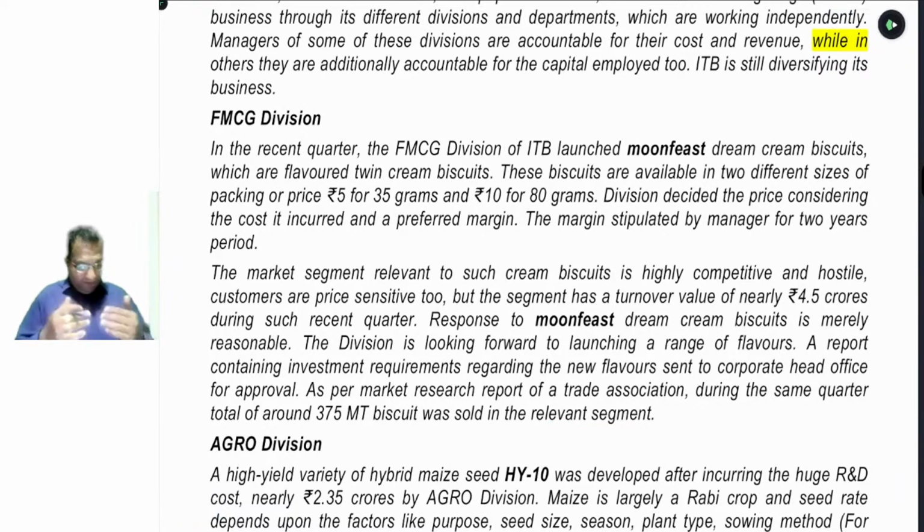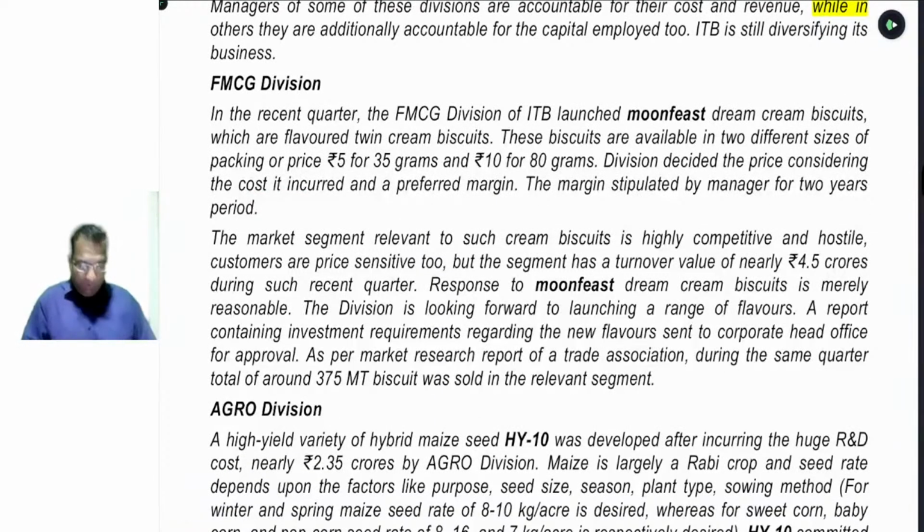है ना? So वापस पढ़िए बेटा इस पैरा को दोबारा. सबसे फर्स्ट पैरा बोल रहा है जो अभी भी क्वार्टर गया है, हमारा एक डिपार्टमेंट है FMCG डिपार्टमेंट. They had launched a product known as Moonfest, है ना? दो डिफरेंट साइज में इन्होंने लॉन्च किया है, ₹5 for 35 gram and ₹10 for 80 gram. Department has decided the price based on the formula, the cost it incurred and a preferred margin. The market segment is highly competitive. Customers are price sensitive too. The industry is having a turnover of 4.5 crore during the quarter nearly ended.